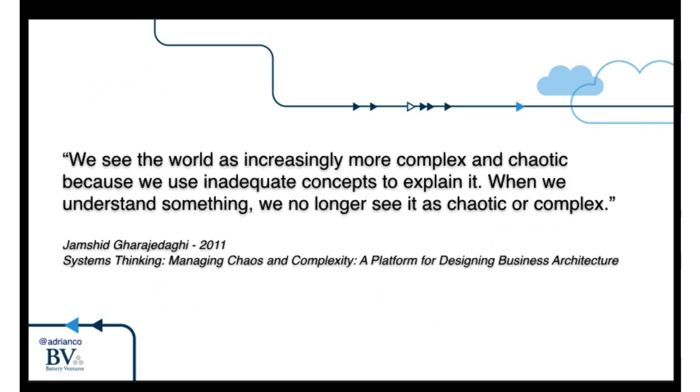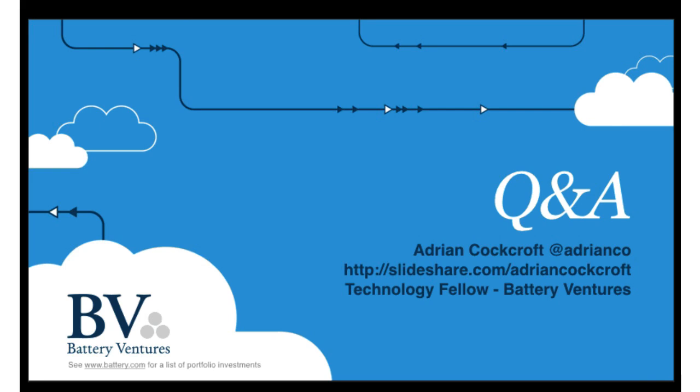So just to tidy things up, this is one of my favorite quotes to end on. We see the world as increasingly more complex and chaotic because we use inadequate concepts to explain it. When you understand something, you no longer see it as chaotic or complex. And in this case, I see people saying that microservices look complicated, but actually they are less complicated than the monoliths that they're replacing. The internal complexity of monoliths and the internal complexity of kitchen sink database schemas that have everything tangled together, that's the complexity. By breaking things into simple functions, we are basically reducing the complexity and we're managing it and making it more apparent. So let's go to Q&A and get John back on the phone.